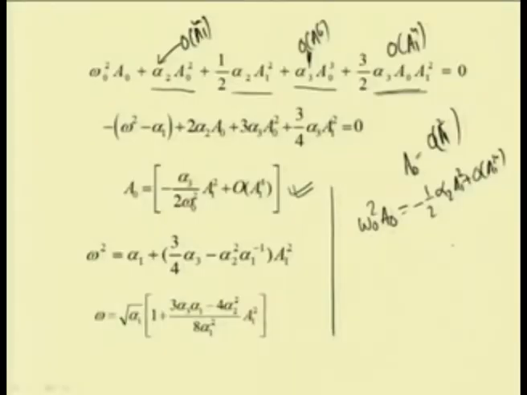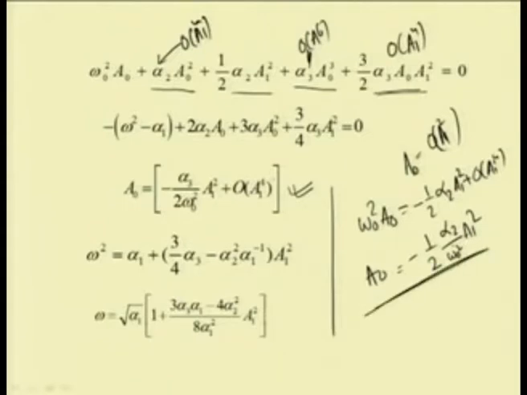So we have omega 0 square a 0 equal to this, or a 0 equal to minus 1 by 2 alpha 2 by omega 0 square a 1 square. Half we have already written. So this is the expression that we have written here.